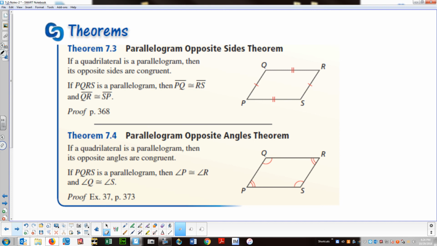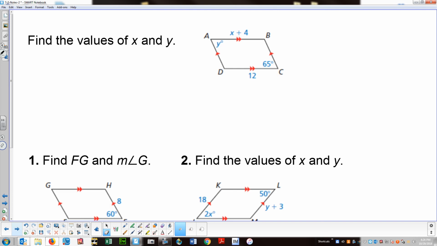And if you flip the page there, onto the second page, you can see those theorems. Those theorems are things that we can prove to be true. And so we can see here, opposite sides are congruent, and then opposite angles are congruent. All right, those are 2 of our 5 important things that we need to know. All right? So down at the bottom there, a couple quick examples.